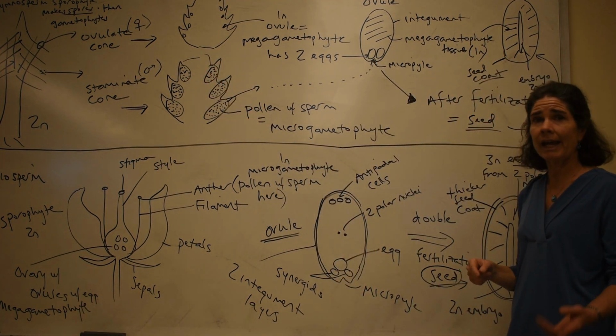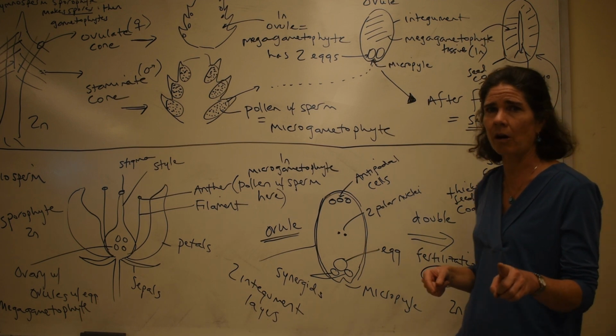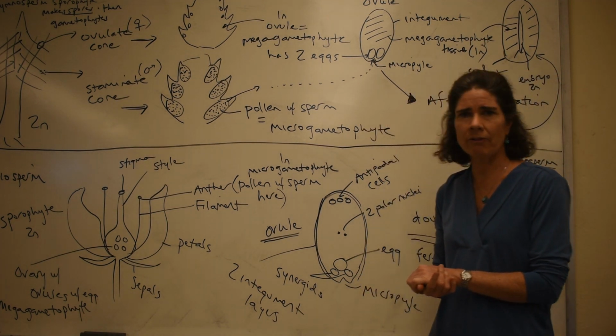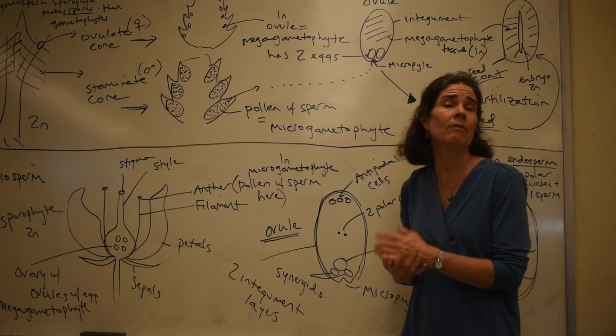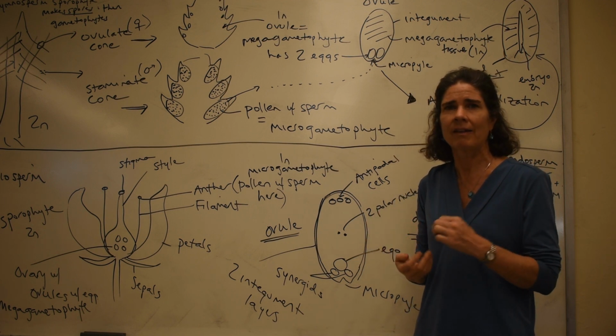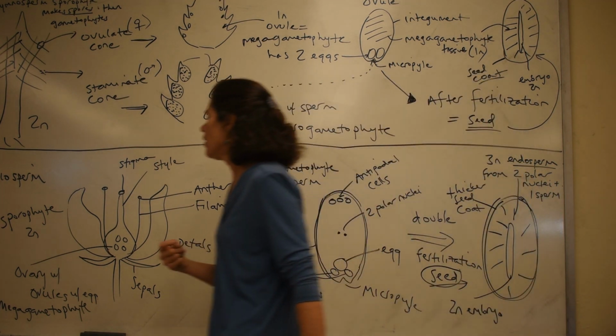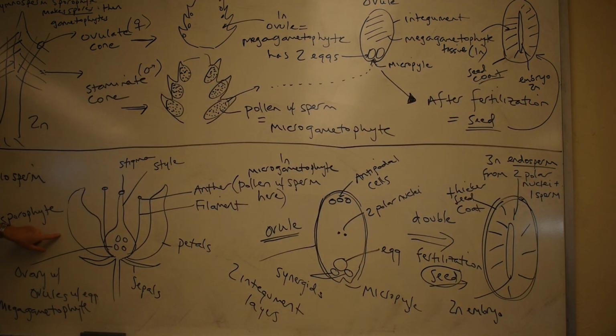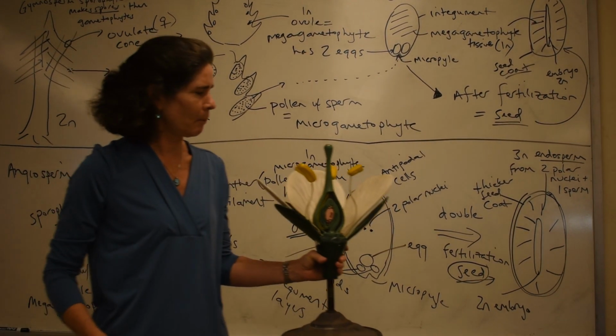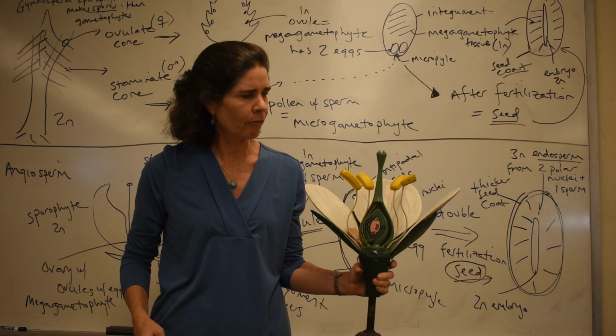All right, so we're going to move on to angiosperms. Angiosperms are flowering plants. So anything with a flower is an angiosperm. Sometimes you don't even notice it's a flower, like a grass. That's an angiosperm. Sometimes you don't see the flower, but they do have them. So let's start with the sporophyte. And actually, we have our handy-dandy model here. So here's our flower.